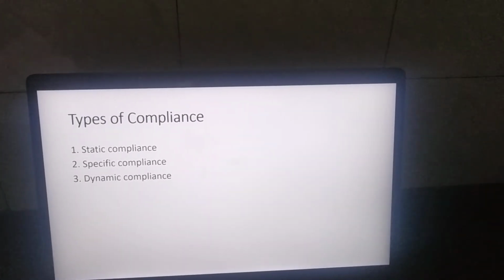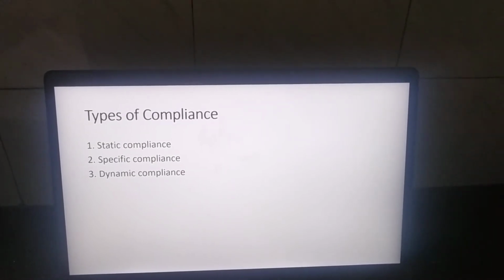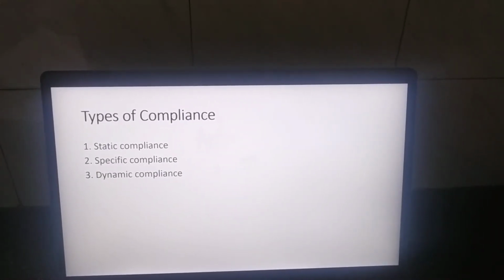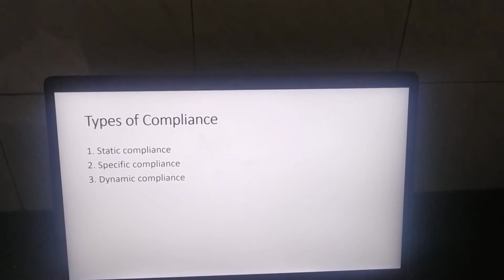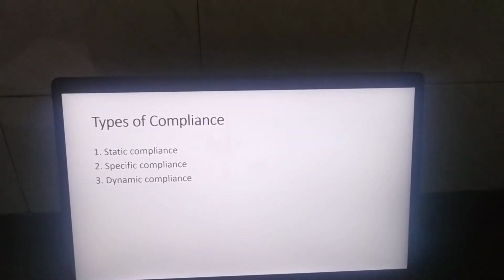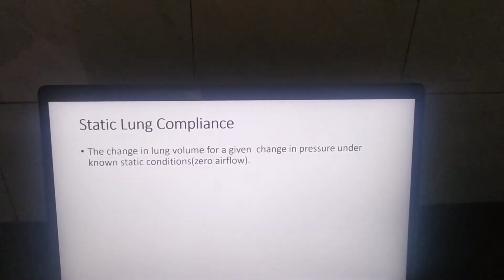Now, next point is about the types of compliance. So there are three types of compliance. First is static compliance, second is specific compliance, third is dynamic compliance. Now we will see one by one. So first, what is static compliance?